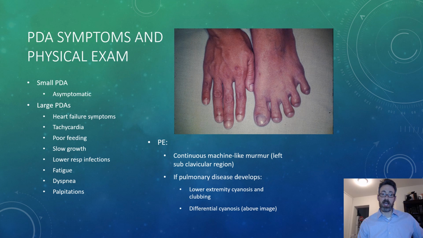Symptoms and physical exam: if it's a small PDA, asymptomatic, as most of these are. If it's a large PDA, same kind of story. We have heart failure type symptoms: tachycardia, poor feeding, slow growth, respiratory infections, fatigue, dyspnea, and so on. So it's a similar picture to what we've already discussed.